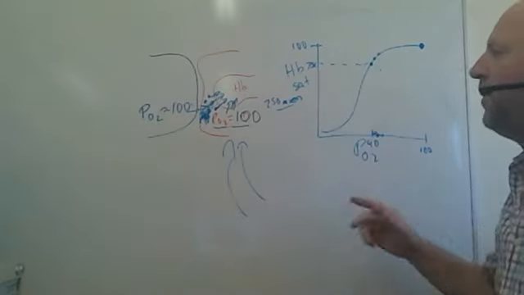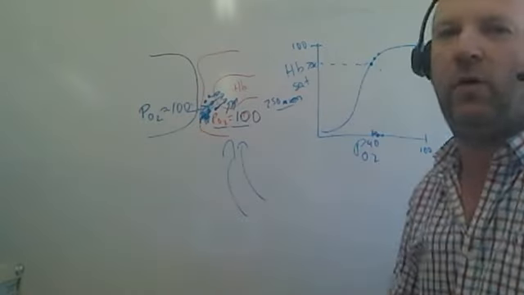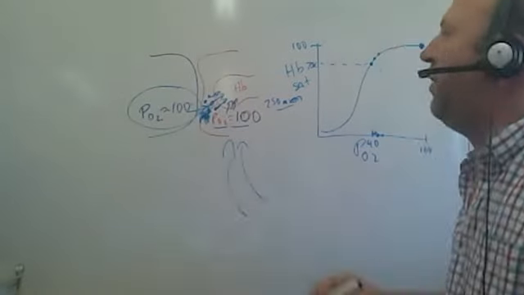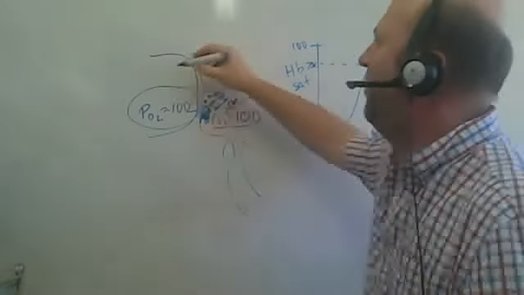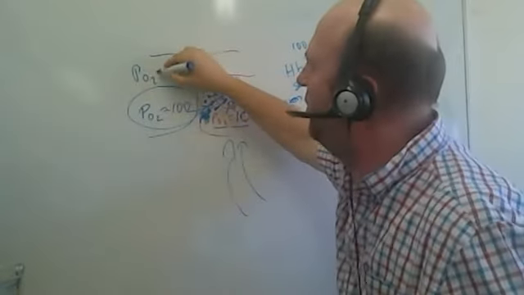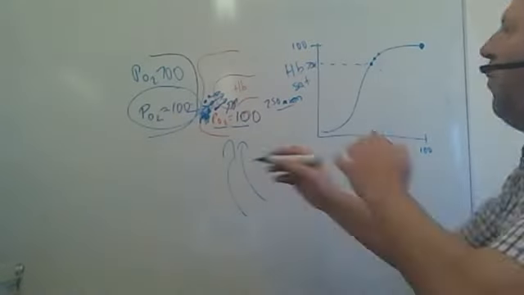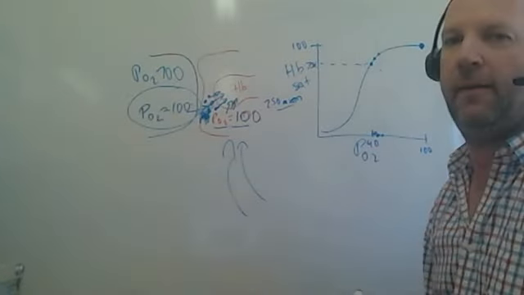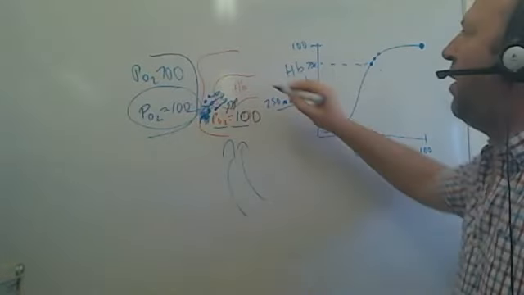So what would happen to the content of oxygen in our blood if, for example, instead of a PO2 of 100, we breathe in some 100% oxygen or something like that, and have a PO2 of 700? How much would that increase the oxygen carrying capacity of our blood? Well, it's not really going to do much, is it?